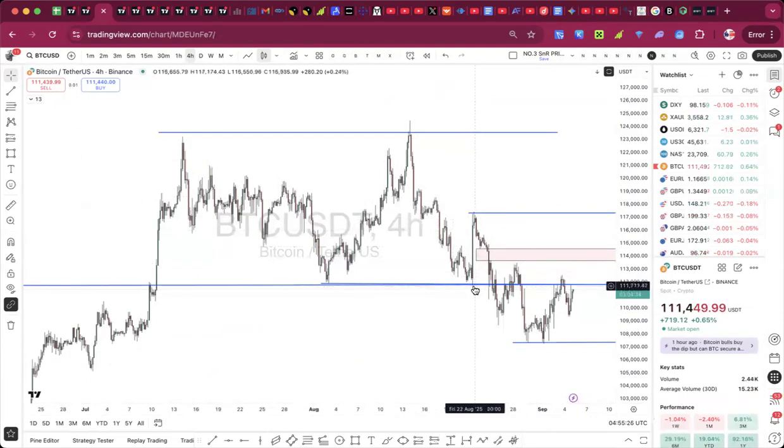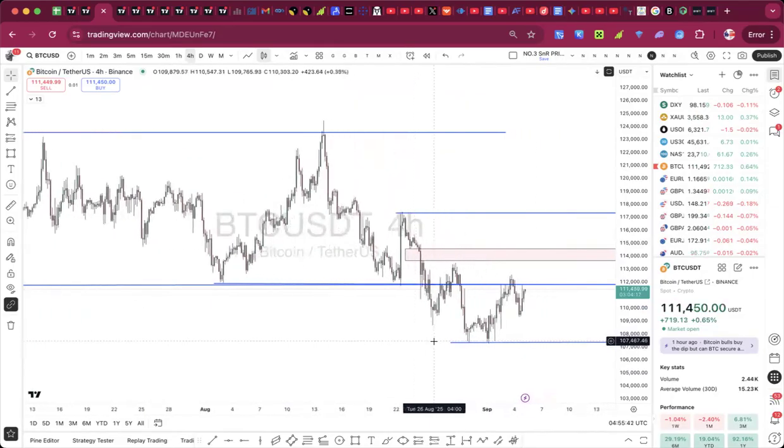Then we have this. Then it took out this. Then we have this high. We have another low. Yeah, so then we have another high. Okay, and then this is the new low. So on 4 hours, it's a downtrend, right? So this is a low and this is a high.